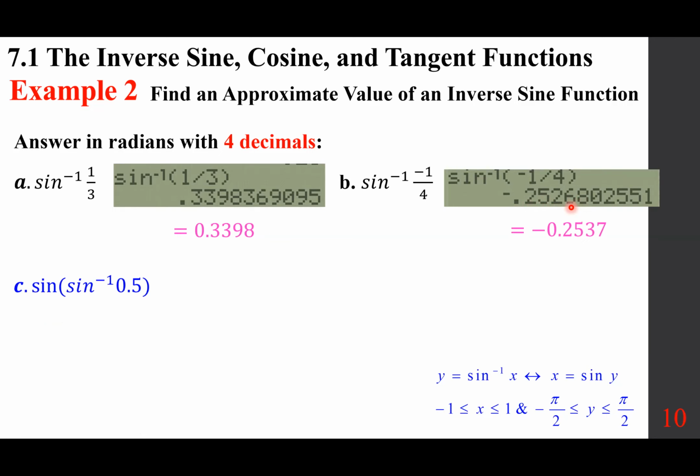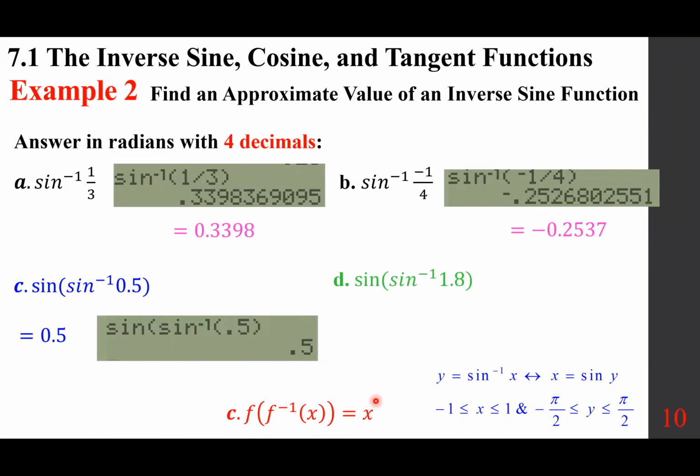Sine of sine inverse of 0.5. As you know, in the case of sine inverse, x must be between negative 1 and 1 for it to work. And because it's between negative 1 and 1, you just undo it. Sine of sine inverse is simply 0.5 because f of f inverse equals x as long as it's within the proper domain. And if you use a calculator, it gives you the same answer, by the way.